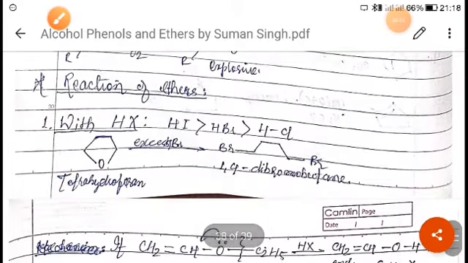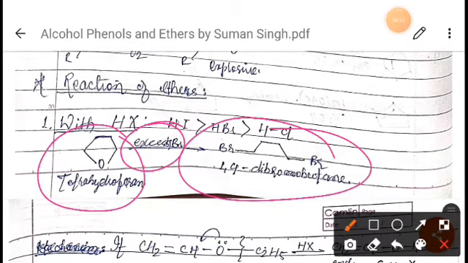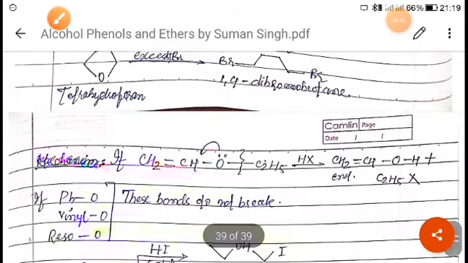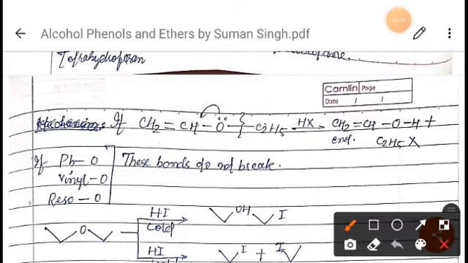So the first is the reaction of ethers with HX. Here X will be either iodine, bromine or chlorine, not fluorine. Okay, so here we have used tetrahydrofuran. As you can see, with excess HBr we will get 1,4-dibromobutane.